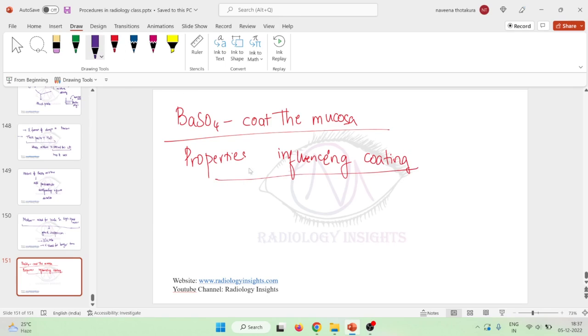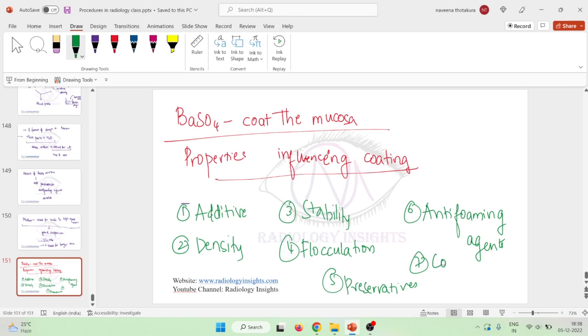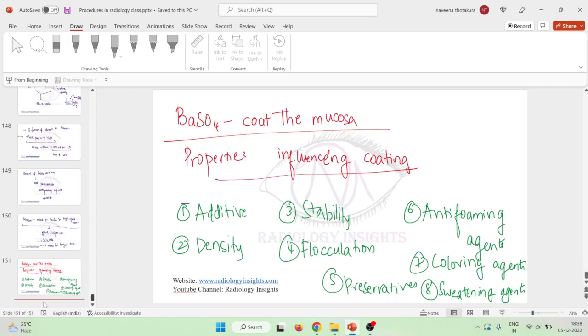If you see the properties, we have different properties. One, additives. Two, density. Then the third property is stability of the mixture. If there is any flocculation or formation of precipitations, adding preservatives, or anti-foaming agents, or coloring agents, or sweetening agents, all these will influence the coating of barium sulfate. We will learn each of them in detail. Okay. First, additives.